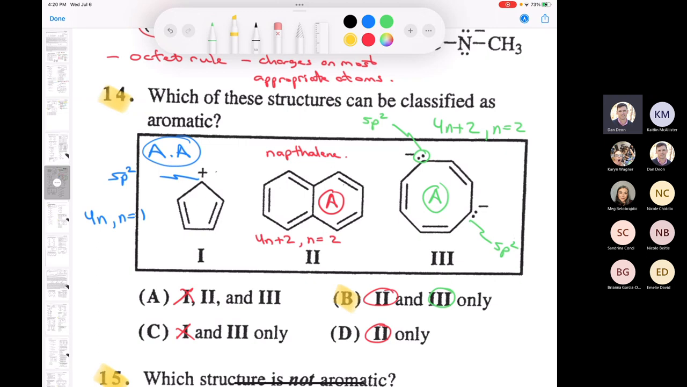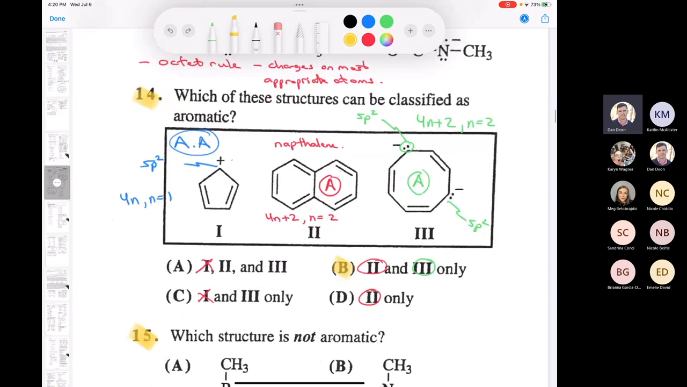So make sure you know the Hückel rule, 4n plus 2, and that you can identify an aromatic compound or ion. This question comes up in the book. It was one of the questions that I asked you to do in the suggested practice problems. So just make sure you know the Hückel rule, and that's about it.